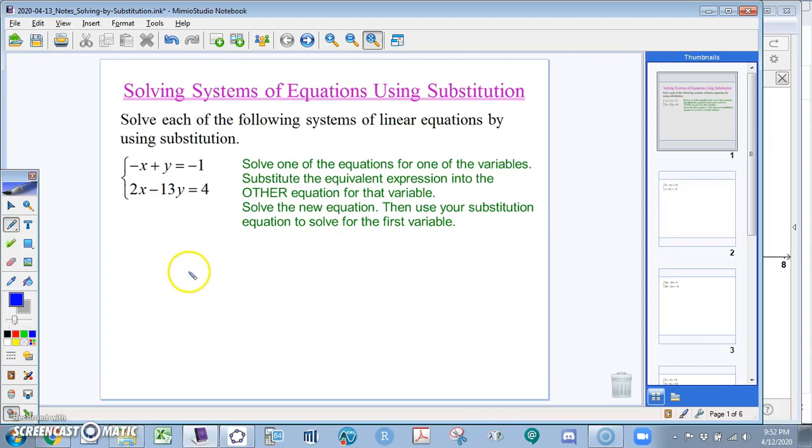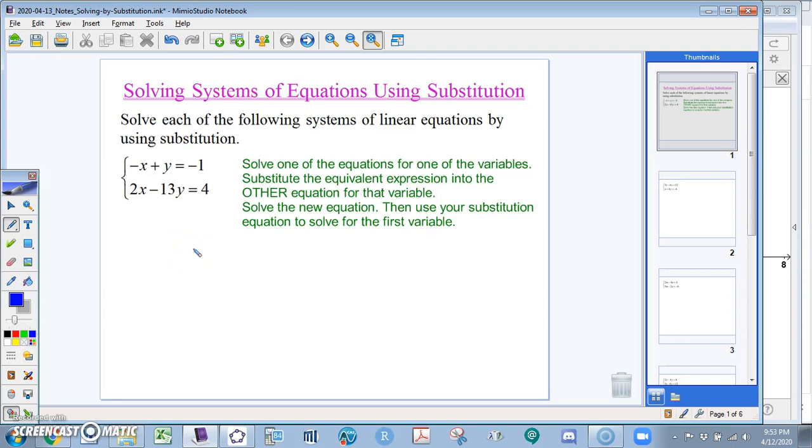Let's talk about an algebraic way for solving a system of equations. We've already looked at how to solve a system of equations graphically, where you would take each equation, put it into slope-intercept form by solving for y, then you graph those equations and find their point of intersection.